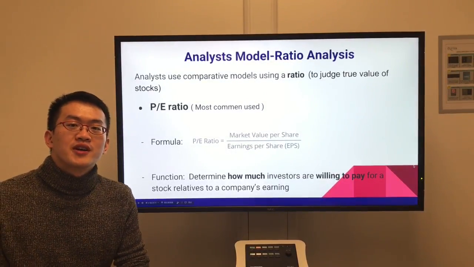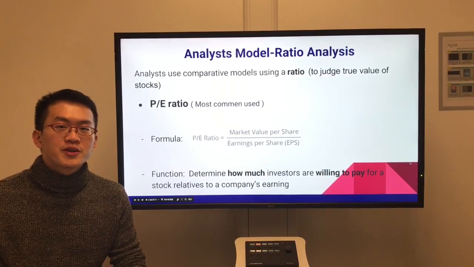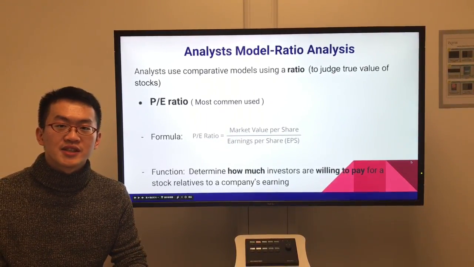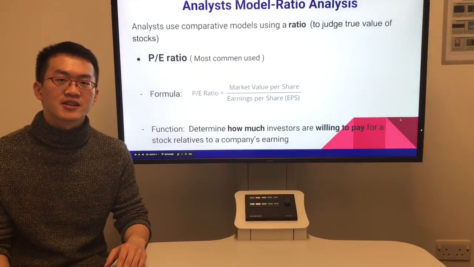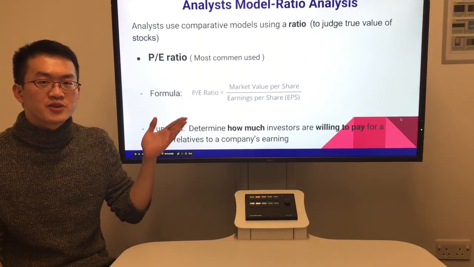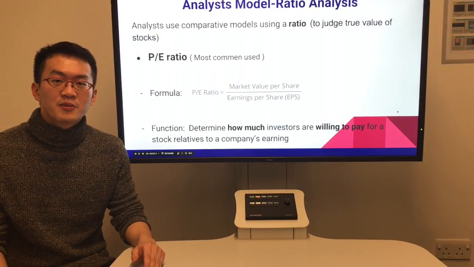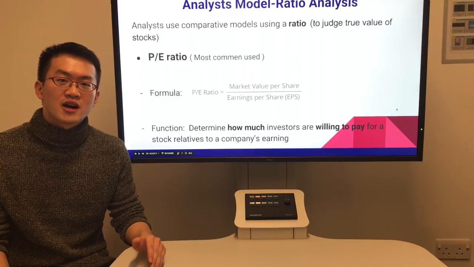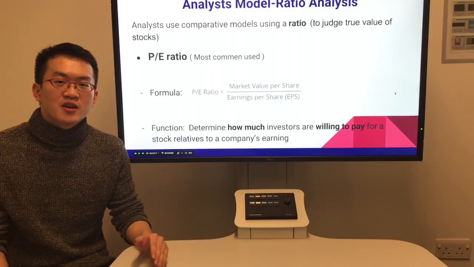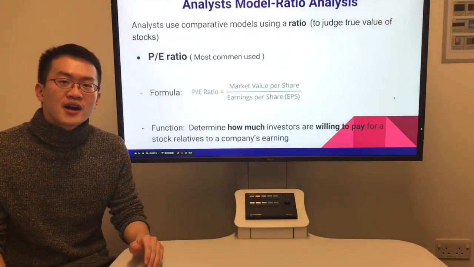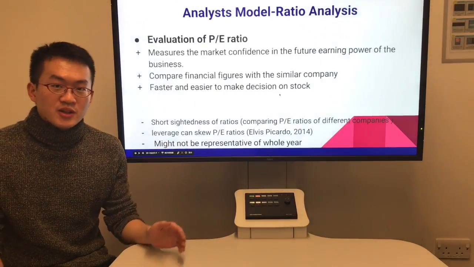When valuing a stock, analysts usually use comparative models using a ratio. Ratio analysis is the quantitative analysis of financial information from a company's financial statements or share price. One of the most common ratio analyses is the PE ratio. The PE ratio is the ratio for valuing a company that measures its current share price relative to its per share earnings. It's calculated by taking the current price of a stock divided by the company's earnings per share. Now I will evaluate the PE ratio.